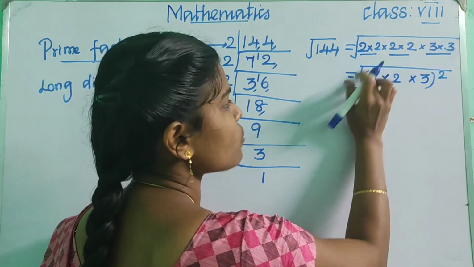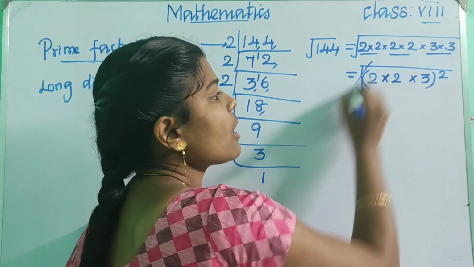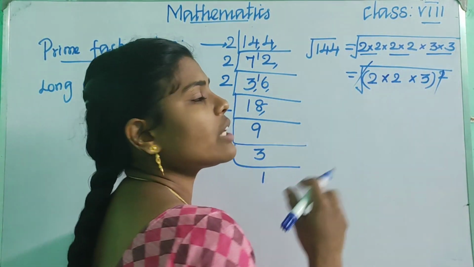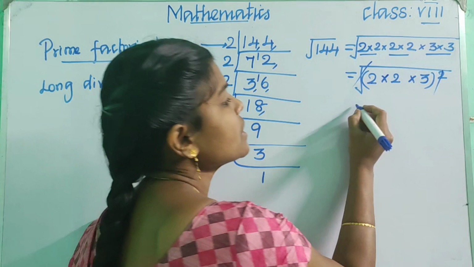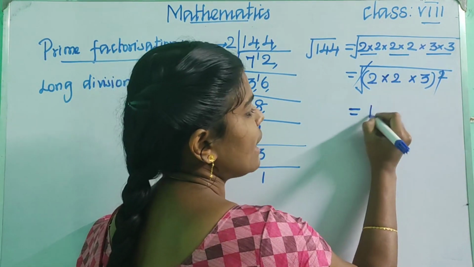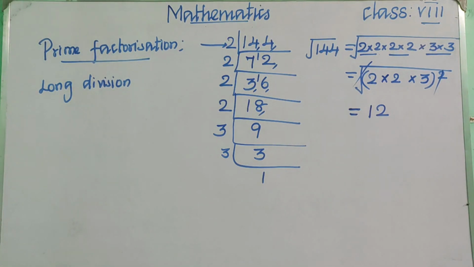Now we have the square root and also the power. So what can we do? We can strike out the square root and the power; they will be cancelled. So 2 2s are 4, 3 4s are 12. So the square root of 144 equals 12. Children, so this is the prime factorization method. Now let us recall the long division method.